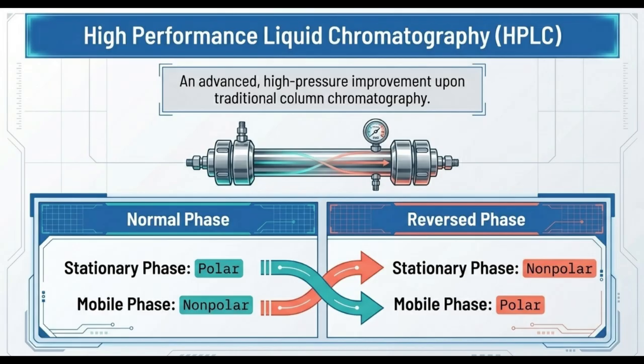HPLC is ideal for non-volatile and thermally fragile compounds, which includes most pharmaceutical drugs. We can run HPLC in normal phase mode with a polar stationary phase, or in reversed phase mode with a non-polar stationary phase, and reversed phase HPLC is currently the gold standard for pharmaceutical quality control.